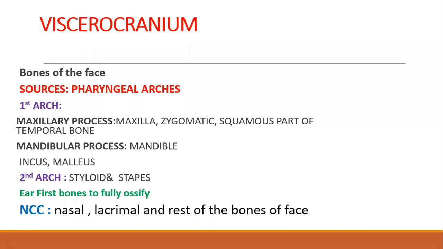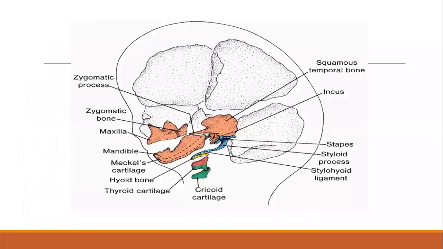So the facial skeleton, the viscerocranium, is going to get contribution from the pharyngeal arches and from the neural crest cells. Pharyngeal arches: the first pharyngeal arch forms your maxilla, your zygomatic bone, and your mandibular bone, and the incus and malleus of the ear ossicles. The second arch forms the stapes and styloid process.